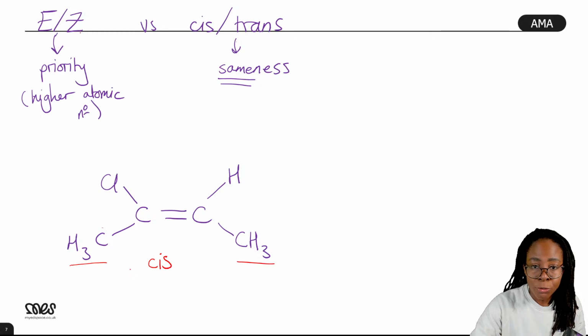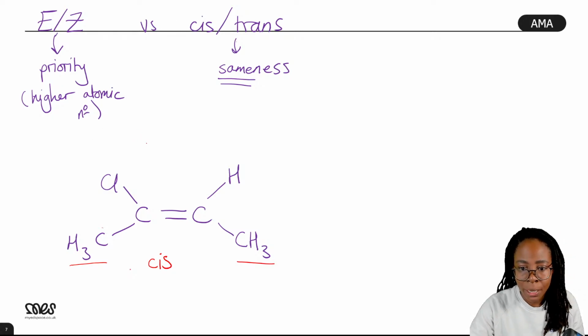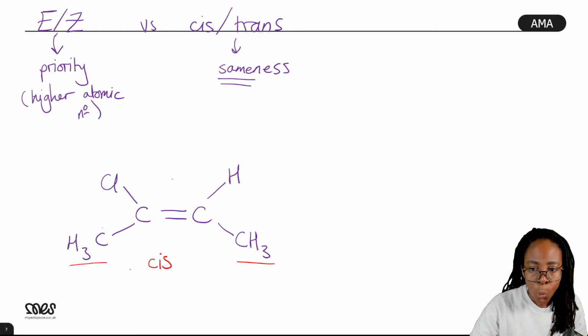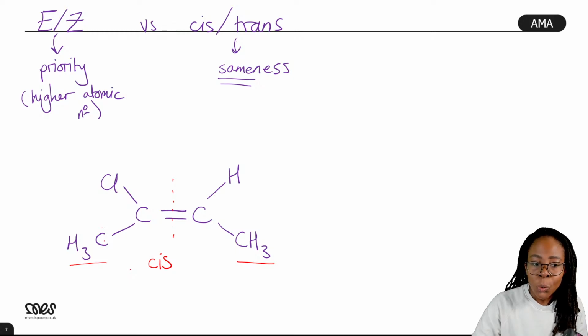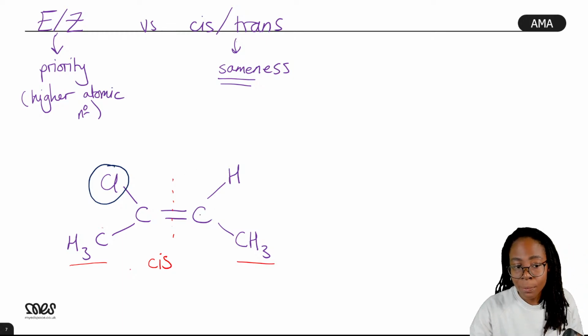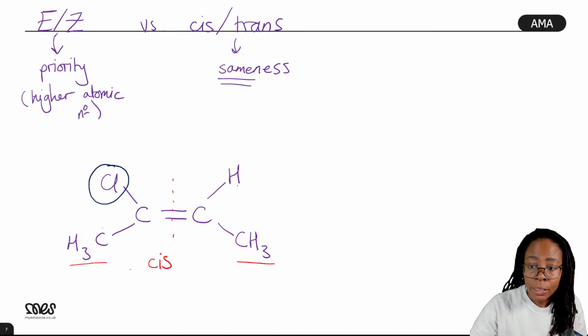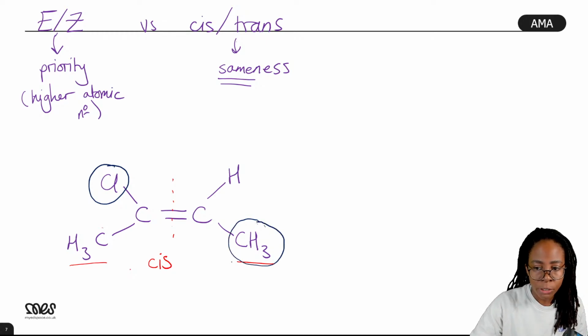But now using EZ rules, where we look at priority, so which has the higher atomic number, we need to look at it slightly differently. We'll look at one carbon at a time and ask ourselves which group has the higher priority. Between the chlorine and the carbon, which has the higher atomic number and therefore the higher priority? Looking at our periodic tables, or just from the example that we did earlier, the chlorine has the higher priority. Now, if we look over at our second carbon in the carbon-carbon double bond, then between the hydrogen and the carbon, this time the carbon has the higher atomic number, and so the CH3 is our higher priority group.